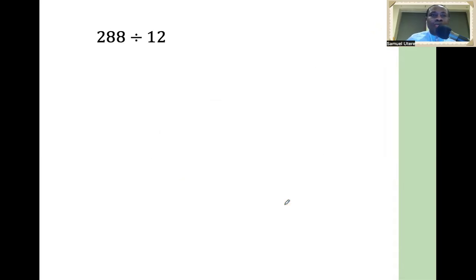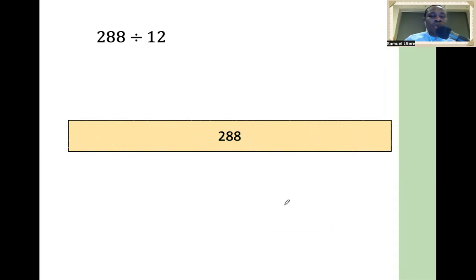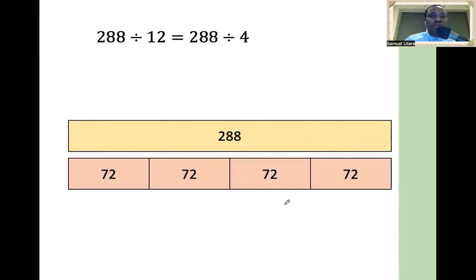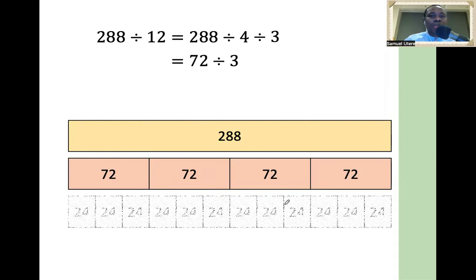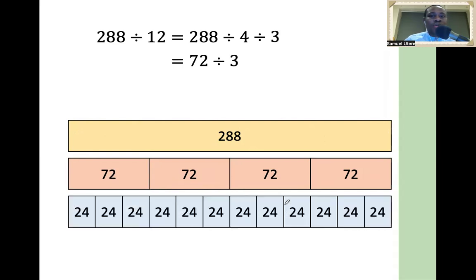Using factors can help us do division as well. So for the calculation 288 divided by 12, we can do 288 divided by 4 and then divide by 3. To divide by 4, you know, is to halve and to halve again. So 288 divided by 4 is to halve and to halve again. And that will be 72. And then we can divide 72 by 3 to give us 24.